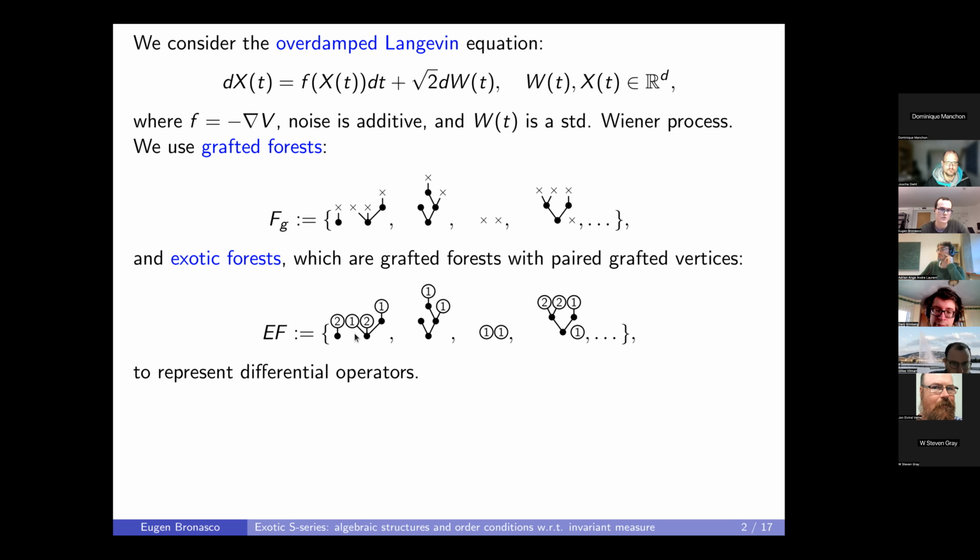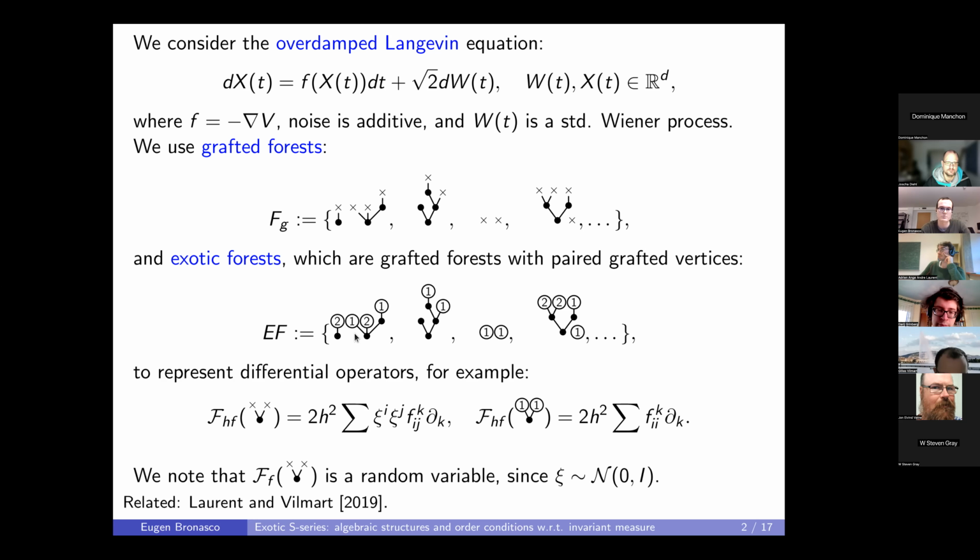Both kinds of forests are used to represent differential operators. Here are some examples. On the left, we see a map F subscript HF, which assigns a differential operator to a grafted forest. On the left, we see that the differential operator contains some noise, Xi, which is a Gaussian with mean 0 and variance 1. And on the right, we see a differential operator corresponding to an exotic forest, and it's deterministic, it has no noise.